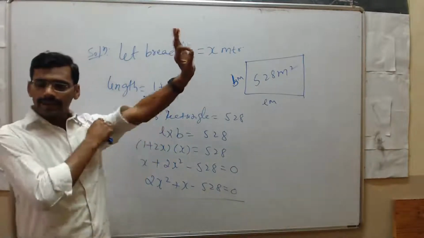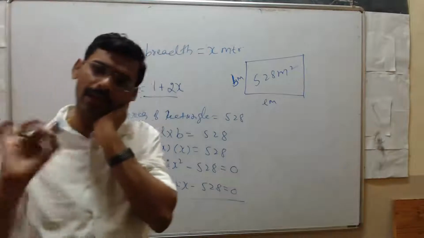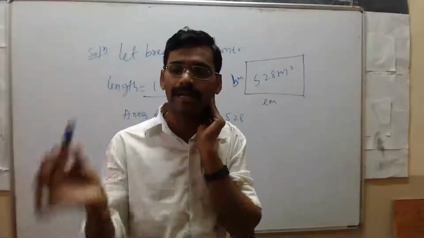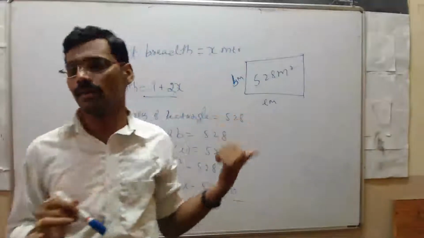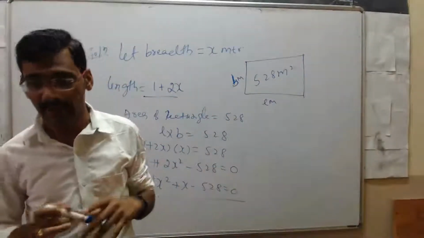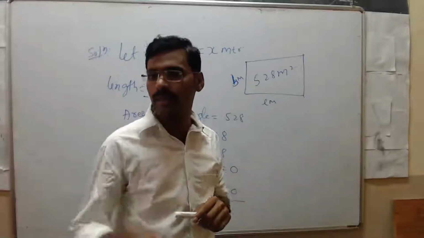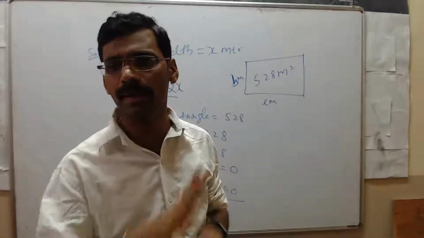The rectangular plot, its area is how much? Rectangular plot means it is in the form of a rectangle. What is the area? Area is 528 meters square. What is the area of rectangle formula? Length into breadth is equal to 528 meters square. Then the length of the plot is 1 meter more than twice its breadth.